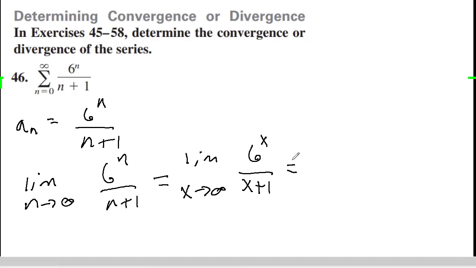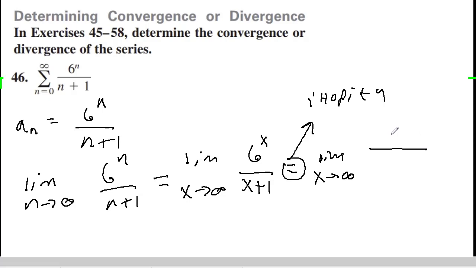We can then employ L'Hopital. And so then we can exchange this limit for the limit as x goes to infinity of the derivative of the numerator, which you can either look up, or you can take the natural log and exponentiate to figure out what that derivative is. But it turns out to be the natural log of 6 times 6 to the x.